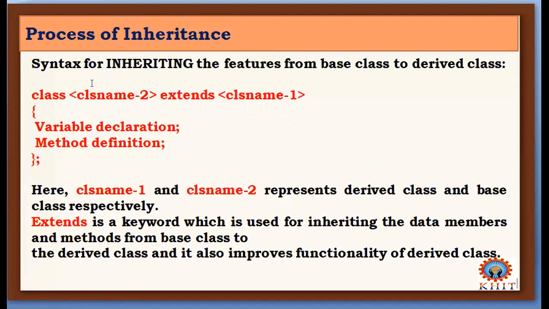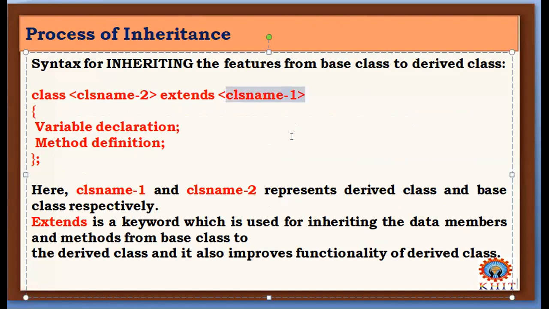Next, the syntax for inheriting the features from the base class to the derived class. So what is the syntax? Class, followed by the name of the class. There is a keyword called extends, and then followed by the name of the base class. Okay, so this class 2 is the derived class, class 1 is the base class. In between is the keyword extends. Okay, so in that class you can have the variable declaration, method definition, all these things, right?